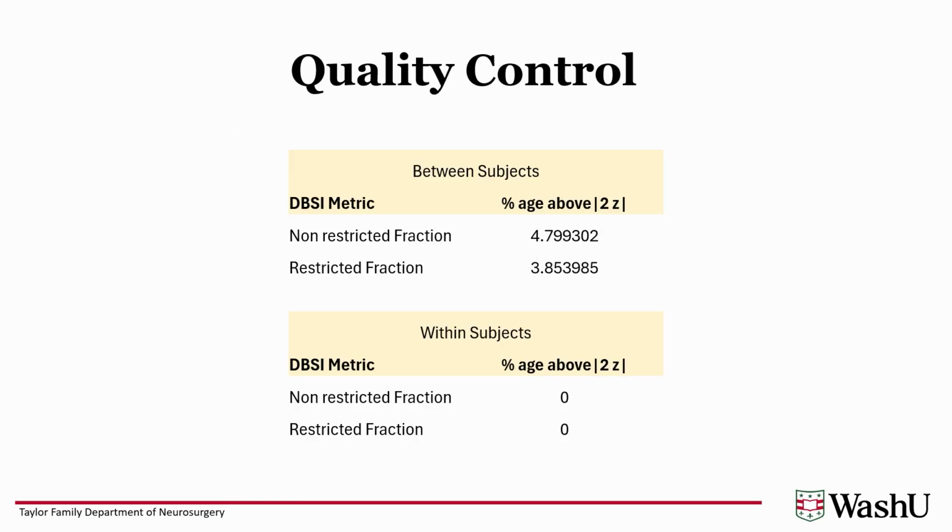For quality control, we performed both within-subjects and between-subjects z-scores, and for non-restricted fraction, it was 4.79, below the 5% threshold that we decided. Restricted fraction was at 3.85. For the DBSI metrics within subjects, there were no images above the z-score threshold.